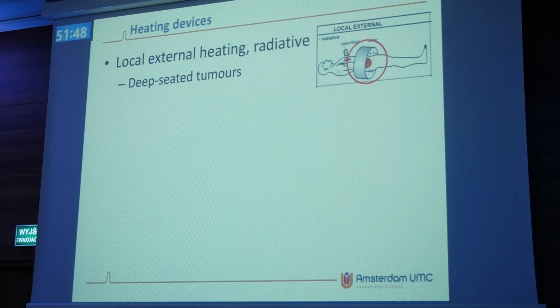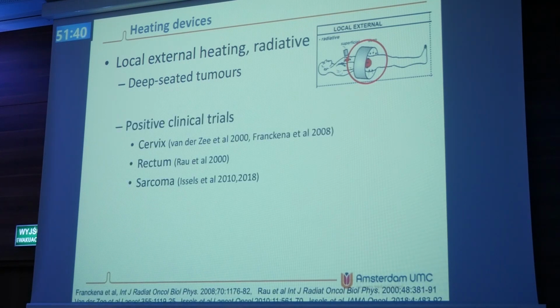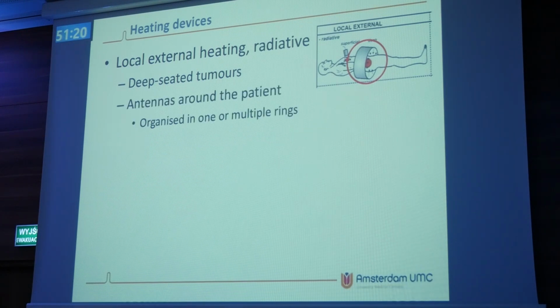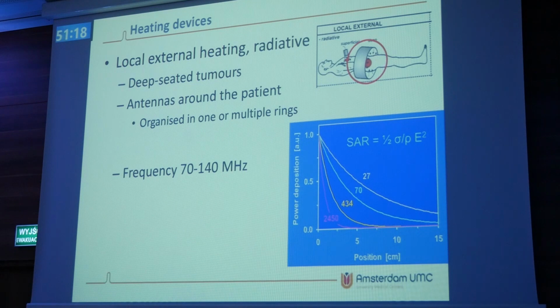For deep-seated tumors, we can use electromagnetic applicators as well, but in this case it is arranged in a ring of applicators around the patient. These have been used in a number of positive clinical trials for cervical cancer, rectal cancer, and sarcoma, for instance. And the frequency in this case is way lower than for the superficial systems in order to achieve a better and deeper penetration of the radiation.